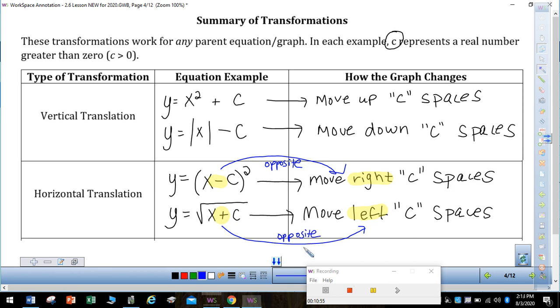Now, that's not the case for the vertical translation. The vertical translation is the direction that we would expect. Adding, we would expect to get bigger and move up. Subtracting, we would expect to get smaller and move down. It's just the horizontal translation, just the left-right, that appears to be backward, or opposite, I should say.